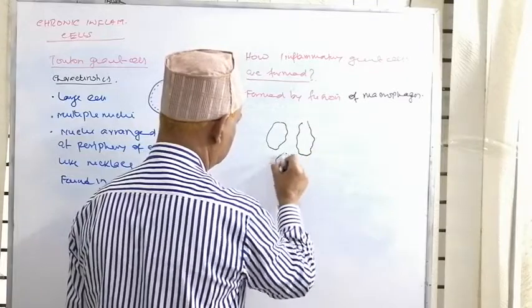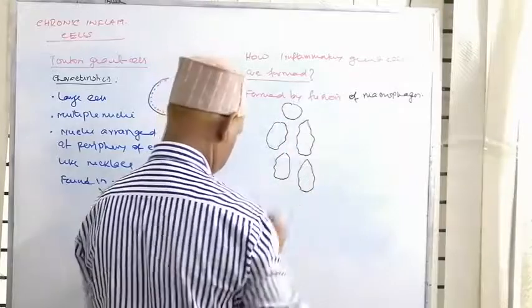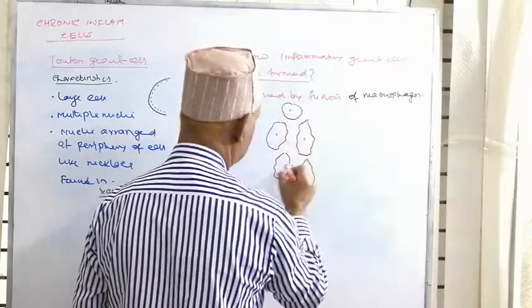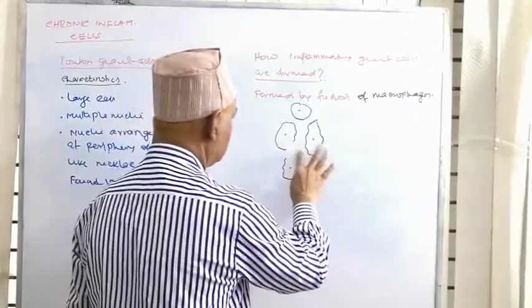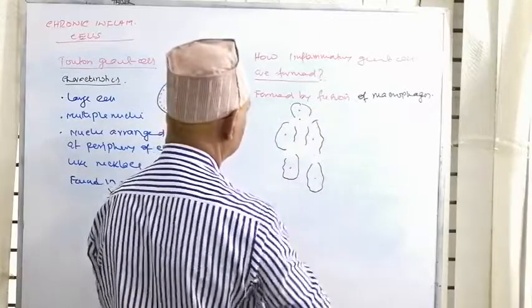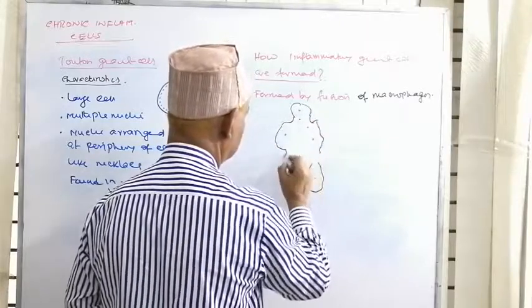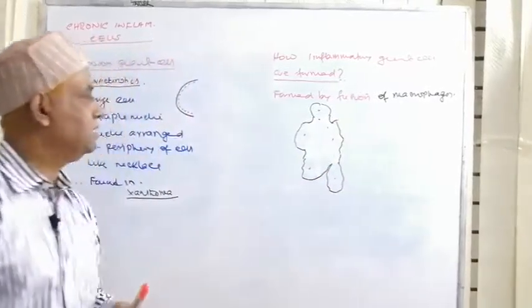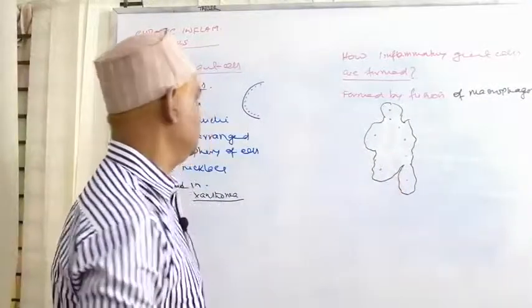This is a macrophage, and this is a macrophage like this. This is the macrophage like this. Suppose this is the nucleus, nucleus, nucleus, nucleus. If the 5 macrophages fuse together like this, then you see a single cell containing multiple nuclei. So these are formed by fusion of macrophages.